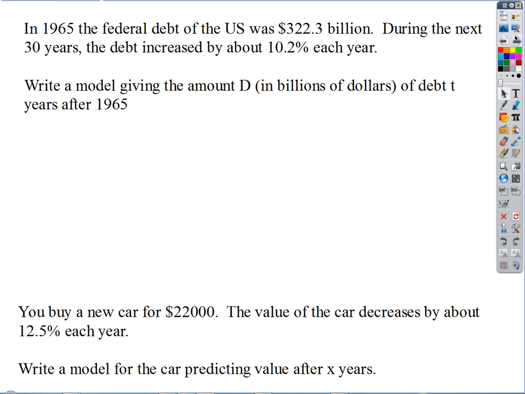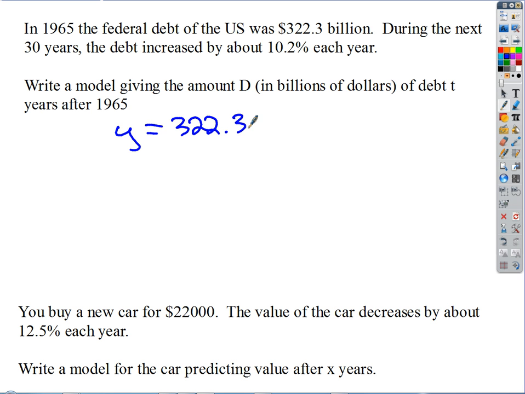Okay, how about this one? Let's write this as an exponential growth or decay model. So in 1965, the federal debt of the U.S. was $322.3 billion. During the next 30 years, the debt increased by about 10.2% each year. So I want to write that as an exponential growth or decay model. So what's that going to look like then? Y equals, now what's my value of A going to be? What's the initial value?